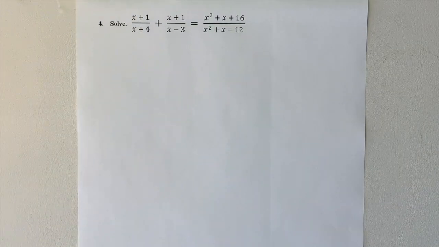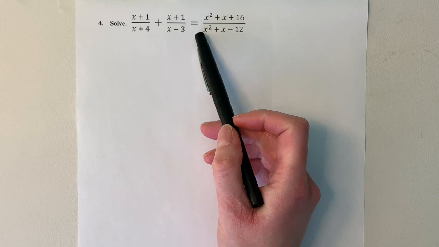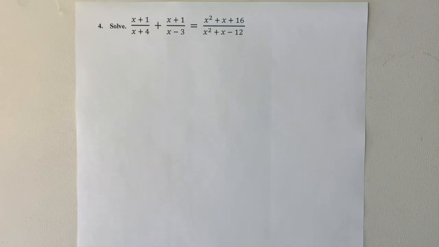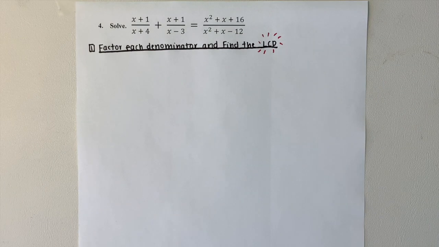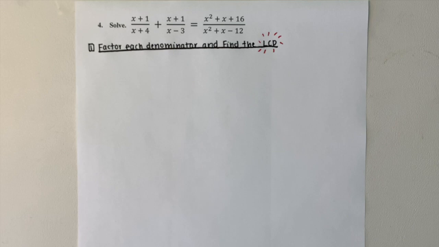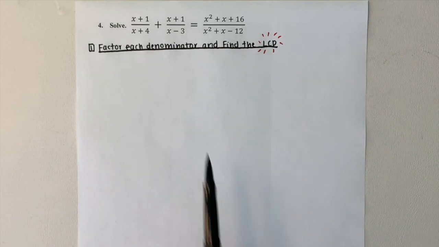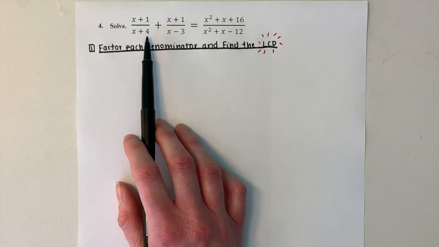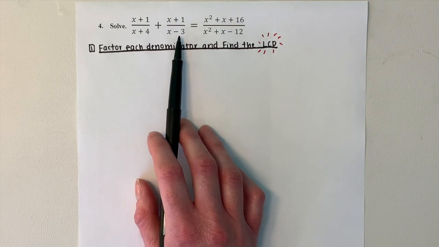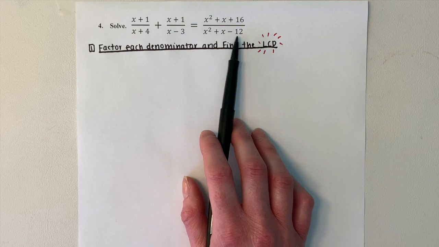Let's try one last problem together. Here again, we see an equal sign, so we know that we're dealing with a rational equation. And to solve rational equations, step one, we're going to factor each denominator if possible and find the LCD. This denominator here cannot be factored, and this denominator here also cannot be factored. But let's see if we can factor this denominator here.